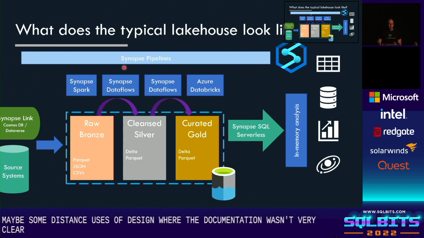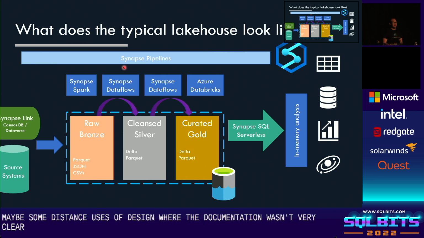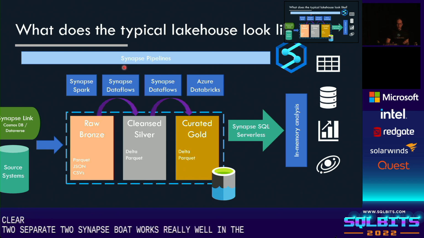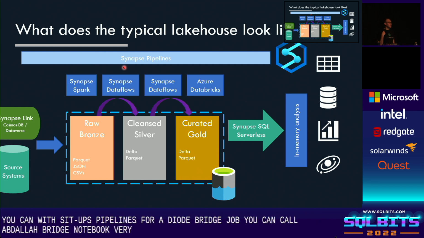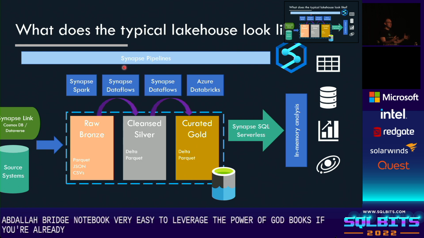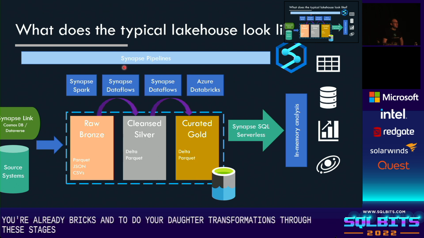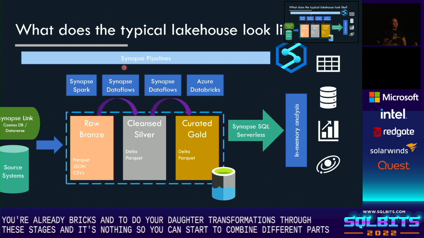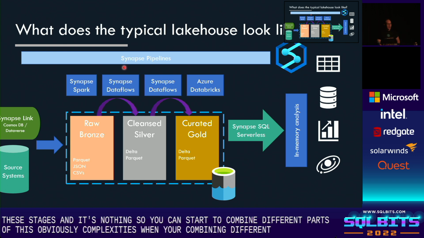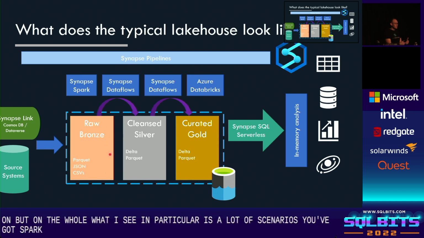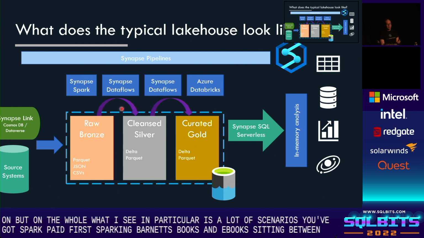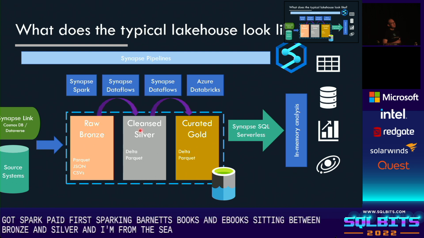Finally, we've also got Azure Databricks, right? So Azure Databricks is separate to Synapse, but it works really well in the Synapse space. So you can, with Synapse pipelines, call a Databricks job. You can call a Databricks notebook. Very easy to leverage the power of Databricks if you're already leveraging Databricks to do your data transformations through these stages. And it's not an all or nothing, so you can start to combine different parts of this. There are obviously complexities when you're combining different technologies, but on the whole, what I see in particular is a lot of scenarios where you've got a code-first Spark environment, so Synapse Spark notebooks or Databricks, sitting between bronze and silver, and then from the silver to the gold, you've got a bit of a mixture.